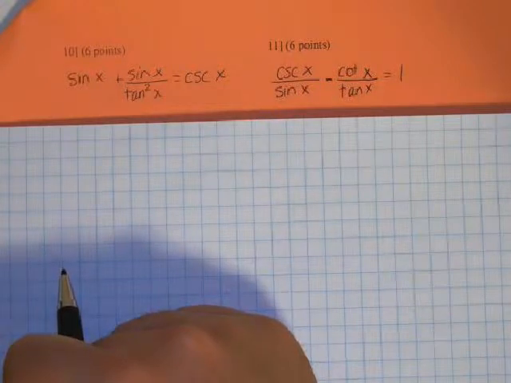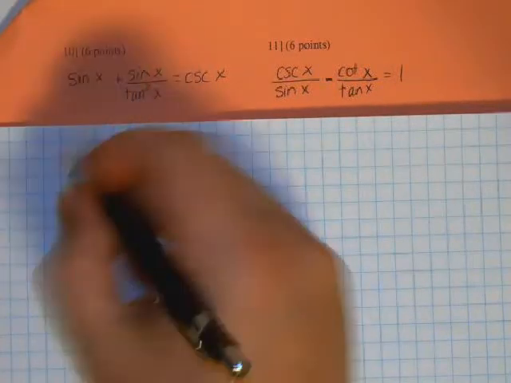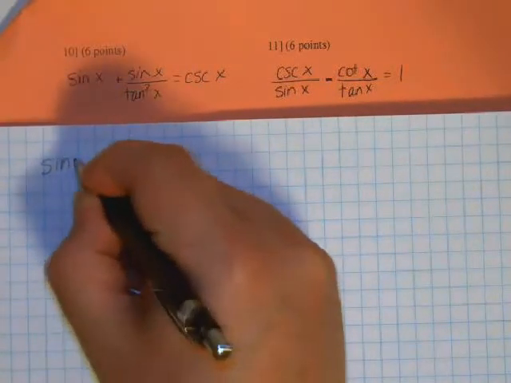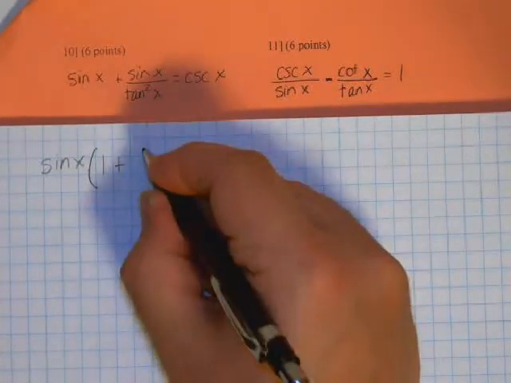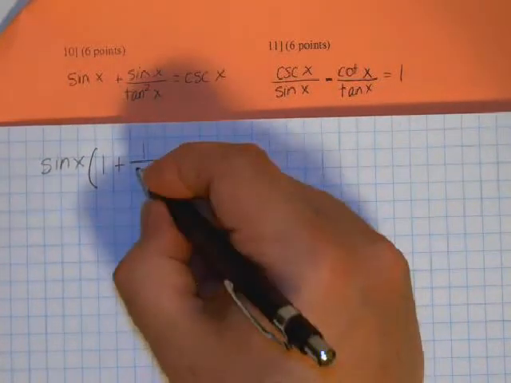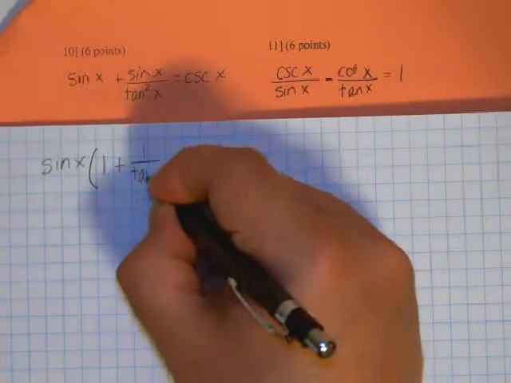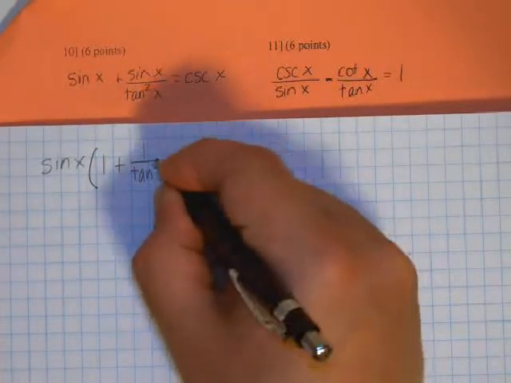Well, remember when I said that sometimes it's helpful to see if you can factor something out? Well, notice that you can factor out a sine x out of both terms. And when we do, we get 1 plus 1 over tangent squared x.